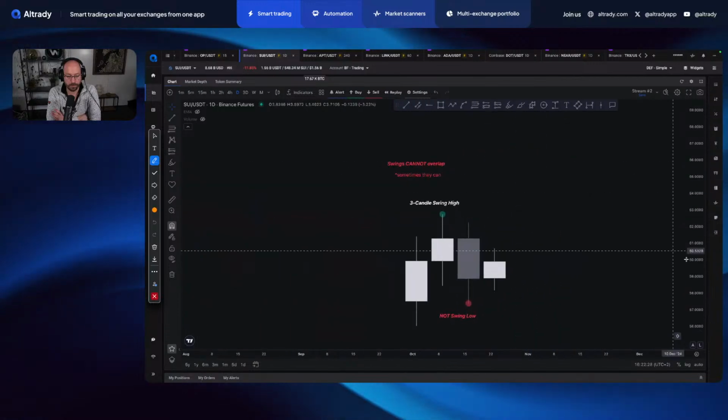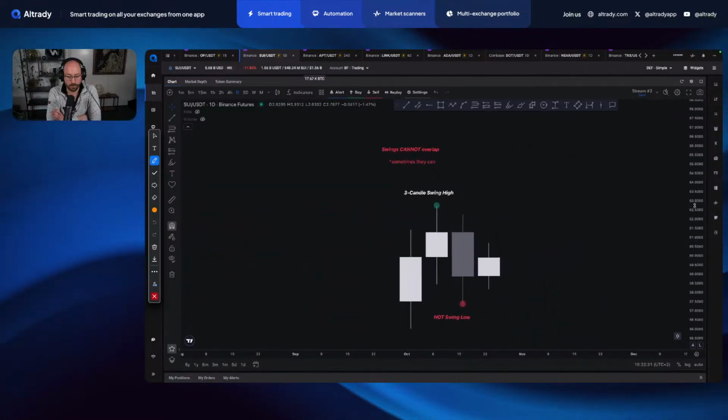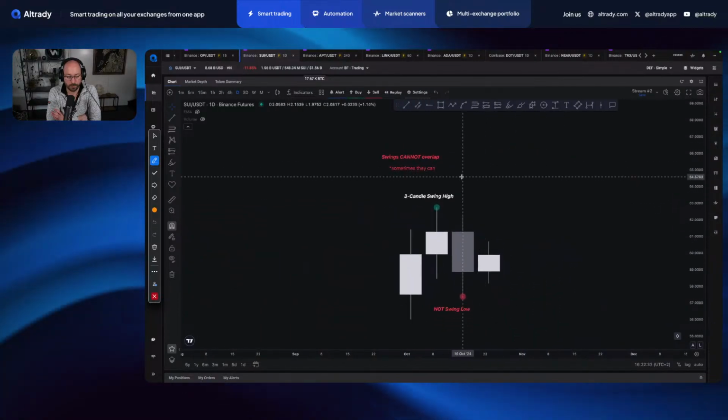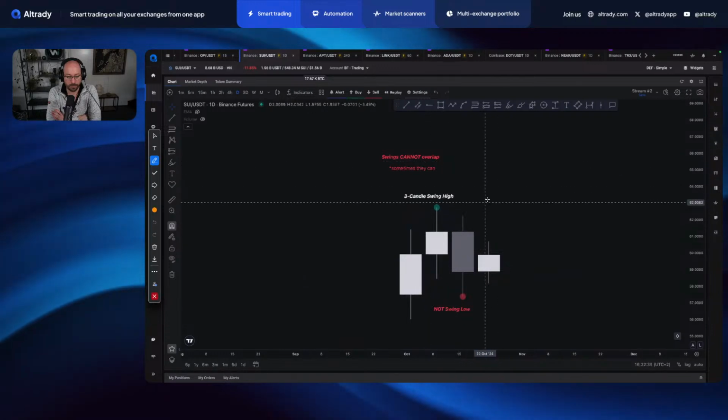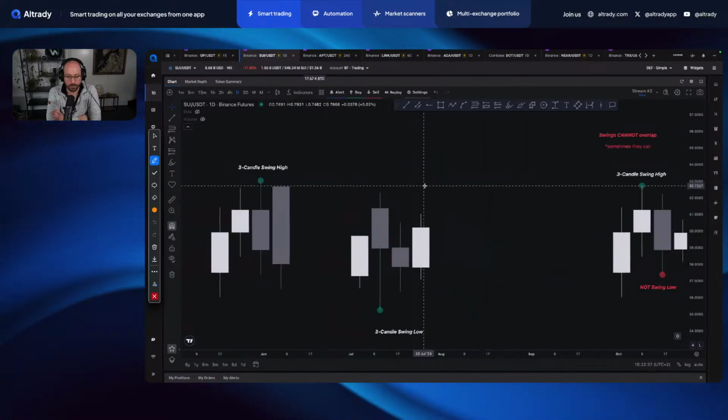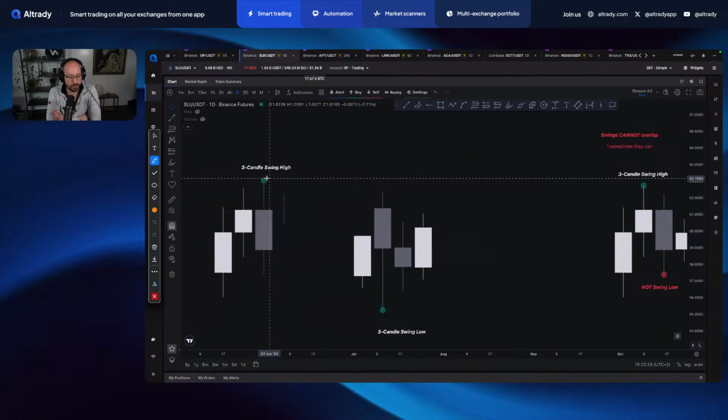Here's one of the rules. When we look for structural swing points, they cannot overlap. So if we have, let me go back here.